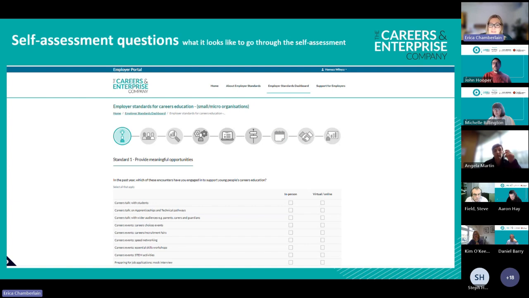So this is what you see when you've registered and when you're starting the self-assessment. The questions are very factual. As I said, you don't need to submit any evidence. So it's really your self-assessment, but it's going to ask you things around what type of experiences or encounters you offer. And then there are also more qualitative questions along the line as well. So it'll be talking about the way you do things.